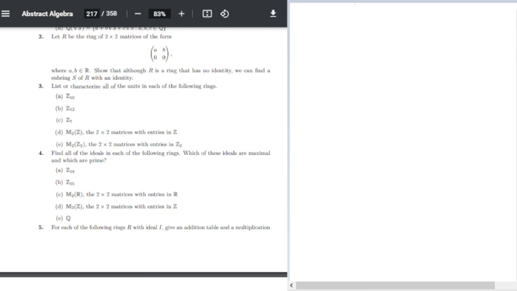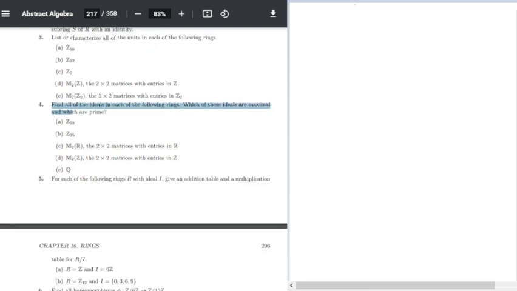First of all, your matrix has to have either determinant 1, or it has to be a special thing where the determinant divides all the entries of your thing. So it's not exactly trivial. It's weird. Okay. And for all the ideals in each of the following rings, which of these ideals are maximal and which are prime?